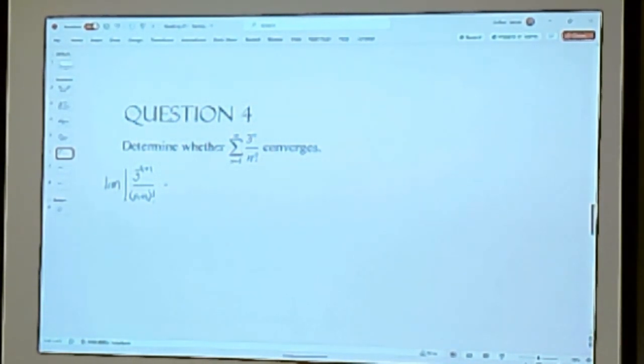Now, let's try and simplify this. 3 to the n plus 1 over 3 to the n. Actually, I think it's just 3. What about n factorial over n plus 1 factorial? 1 over n plus 1. Yep, just 1 over n plus 1.